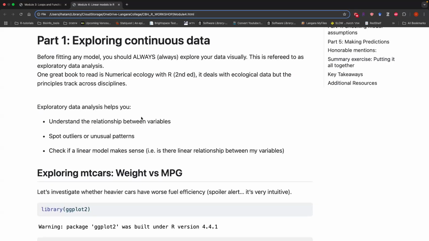Part one of our exercise is exploring our data. With a linear model, basically what we want to see is if there is a linear relationship between X and Y before we use our linear model, because let me tell you, models accept whatever you give them and they don't ask questions. They don't care if there is a linear relationship, they will explain it. You want to understand your data and make sure that there is a reason for you to actually use a linear model. So before you fit your model to your data, you should always explore it first. This is called exploratory data analysis. So basically what we're doing right now is exploratory data analysis. One great book on exploratory data analysis is Numerical Ecology with R, second edition.